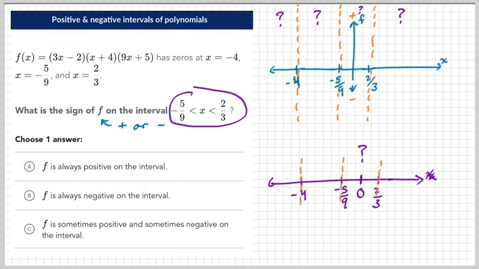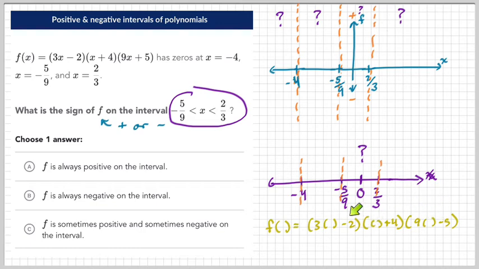So I'm going to take 0. I'm going to plug it in and see if it's positive or negative, and then I can know if f is positive or negative. How do you do that? Okay, we're plugging it in, right? So I'm going to put parentheses everywhere I see an x.